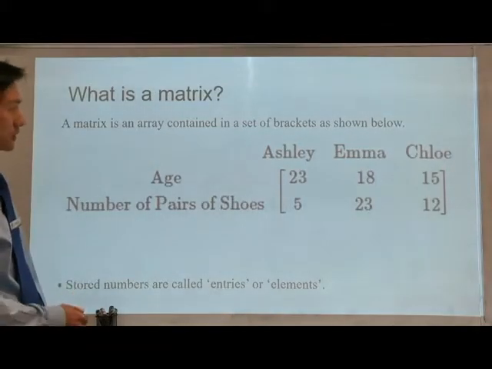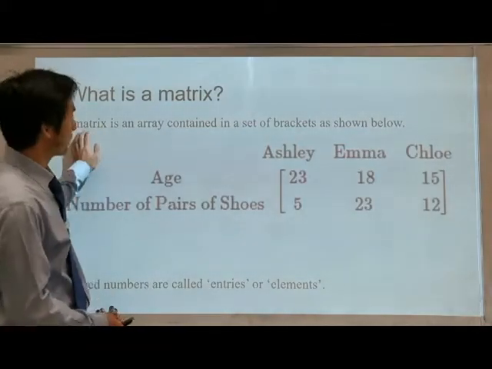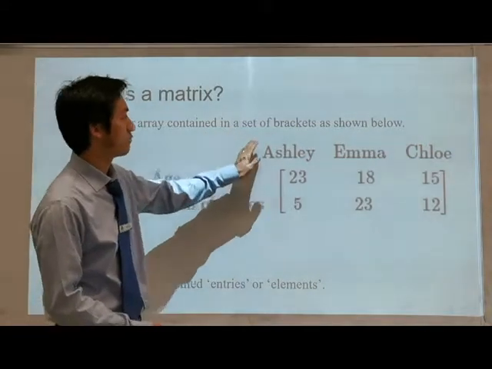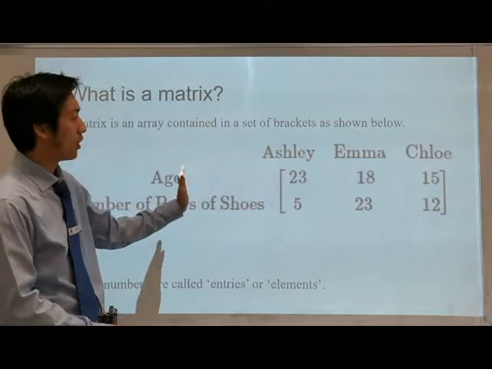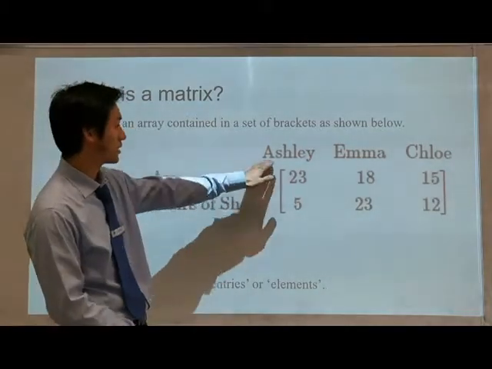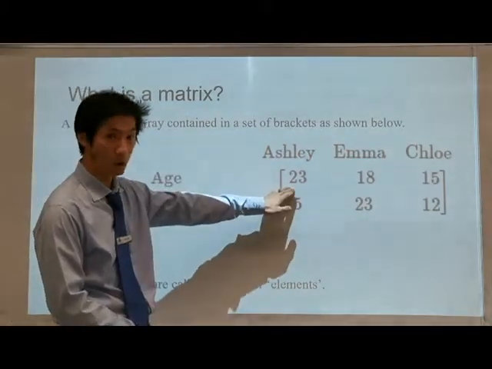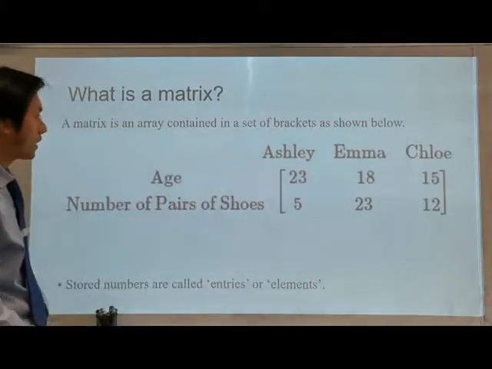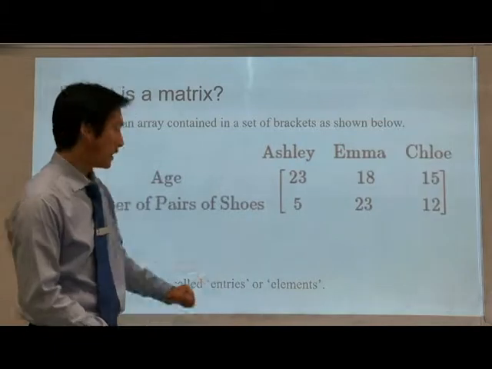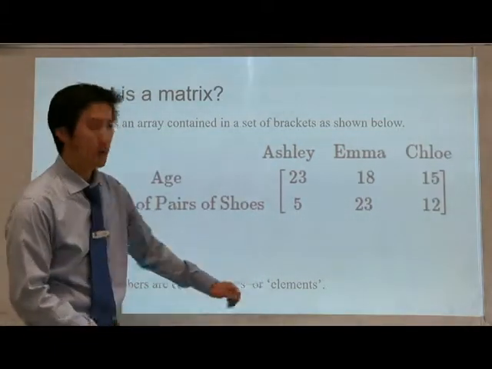Here's an example of a matrix. By the way, a matrix is an array contained in a set of brackets as shown below. So these are just numbers. An example of reading off this array would be: Ashley is 23 years old, and Ashley also has 5 pairs of shoes. The entries in there, which are the numbers, can be called entries or elements.